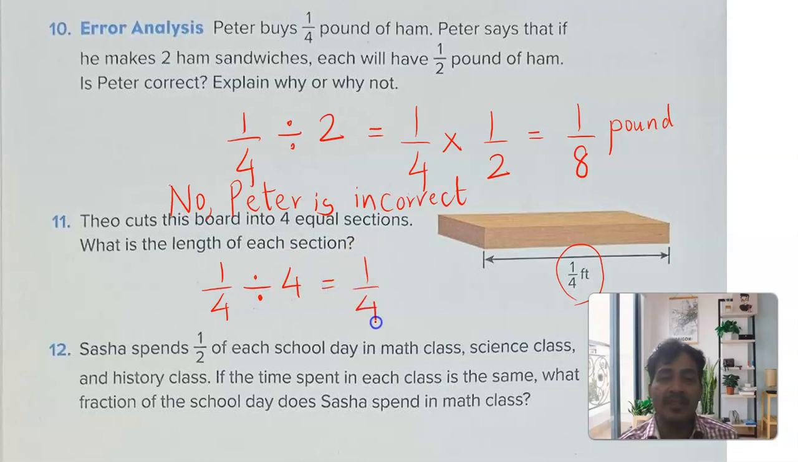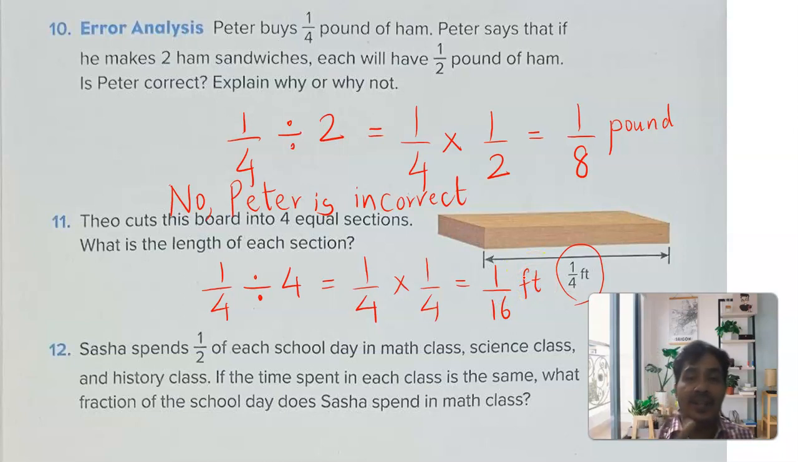So as per our strategy, it is 1/4 times 1/4. So each section will be 1/16 feet. The length of each section will be 1/16 of a foot. So I hope it's clear.